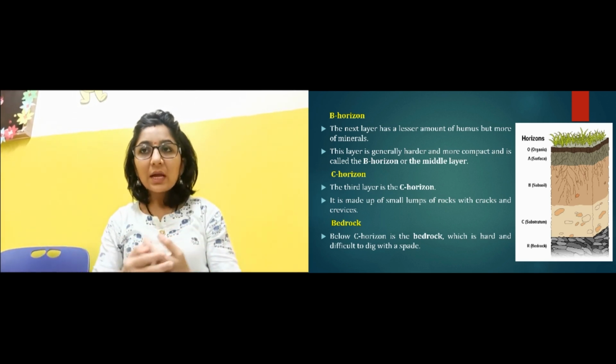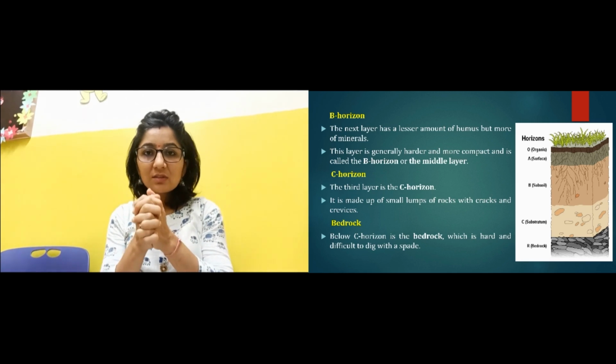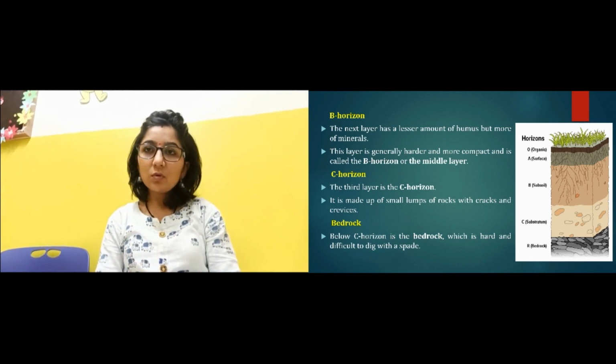It is harder and it is more compact. बहुत ज़्यादा नज़दीक. It is not that porous. So that is the B horizon or the middle layer. It is also called as the middle layer.